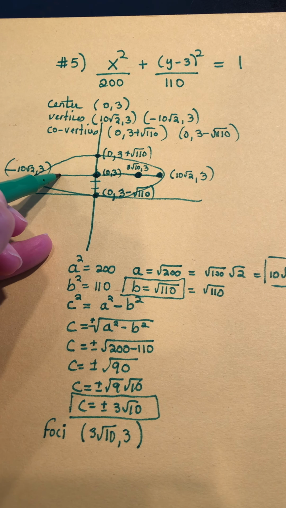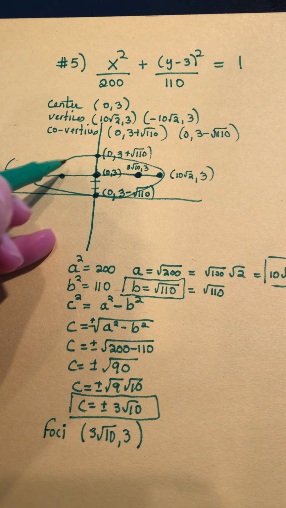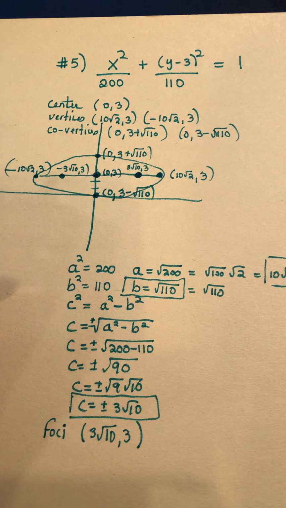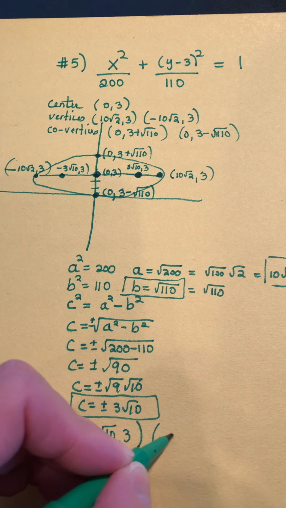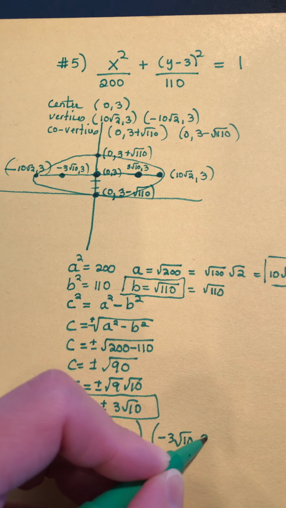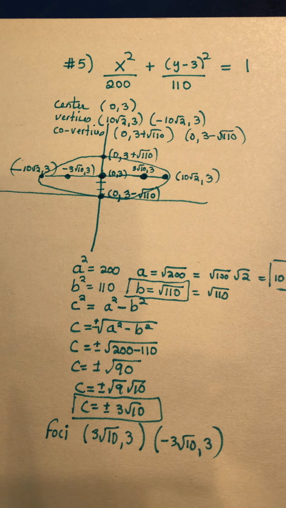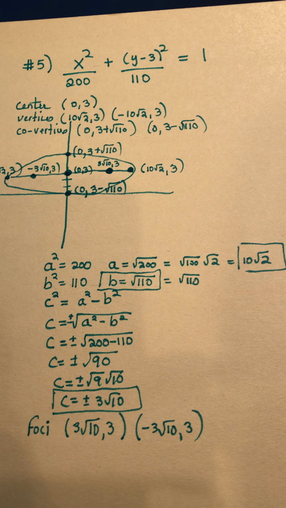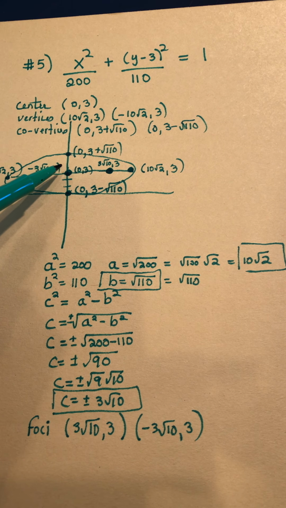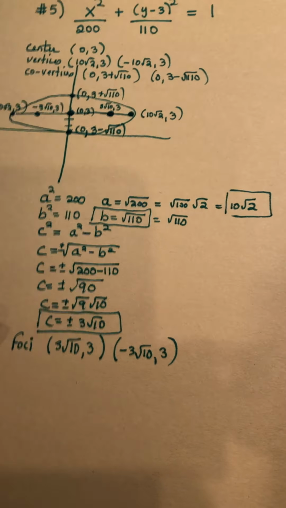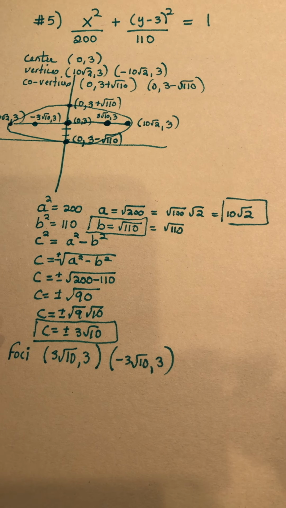But then I have to go this way. I have to go negative 3 root 10, but I'm still at a height of 3. So the other focal point is (negative 3 root 10, 3). I hope that makes a little bit of sense. The key is, again, finding your a, b, and c, doing simplest radical form, and doing everything from the center point. The only other thing it's asking us, I believe, is for the major axis.